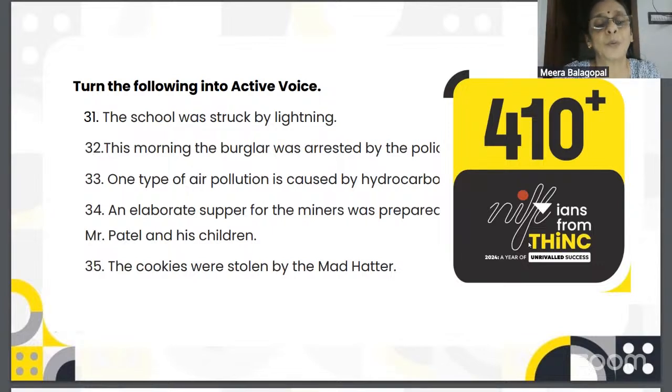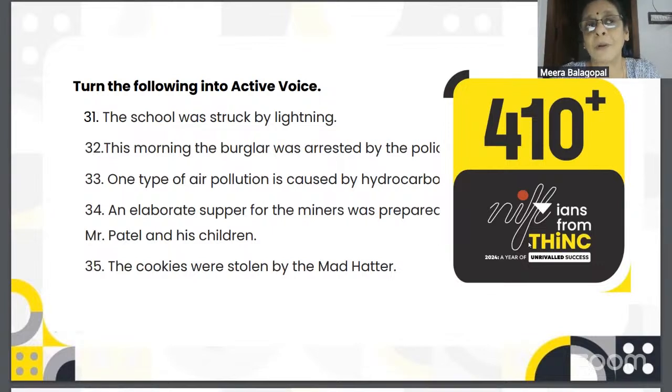The cookies were stolen by the Mad Hatter. So here Mad Hatter is the by agent in the sentence, and it becomes the subject. Mad Hatter stole the cookies, because it is simple past tense. Mad Hatter stole the cookies.